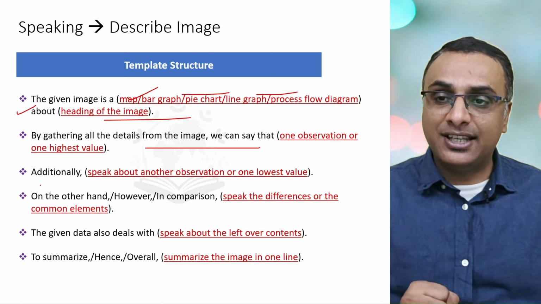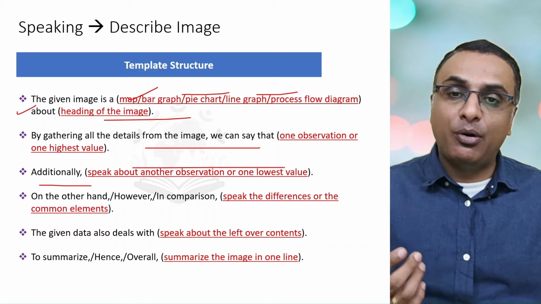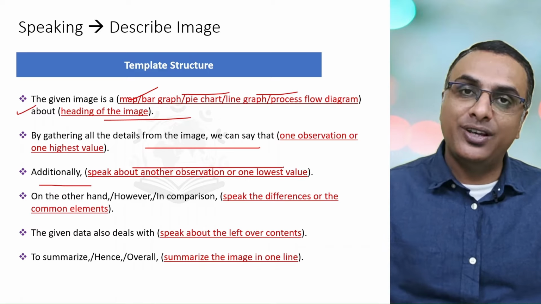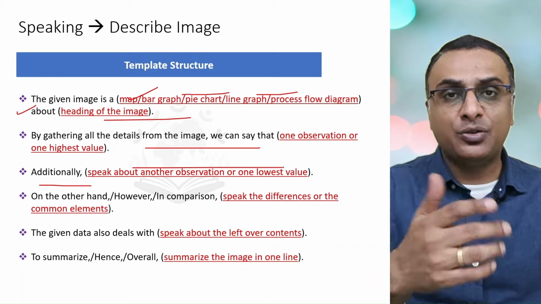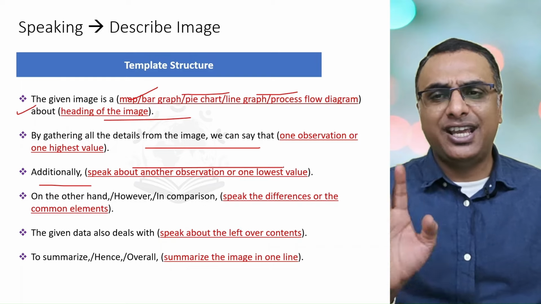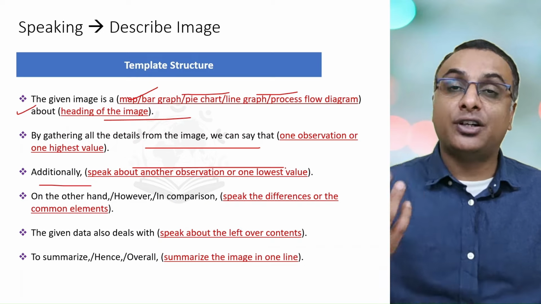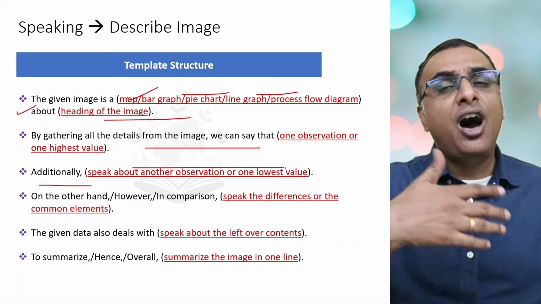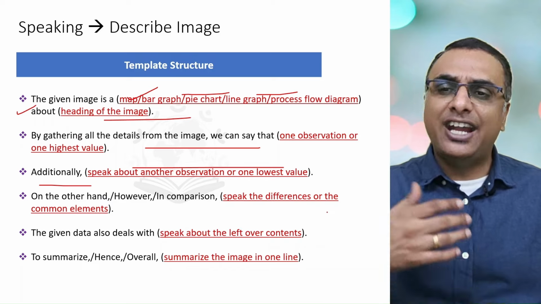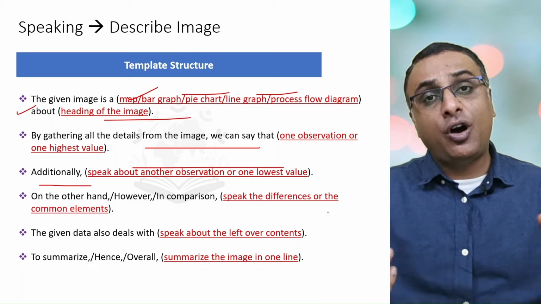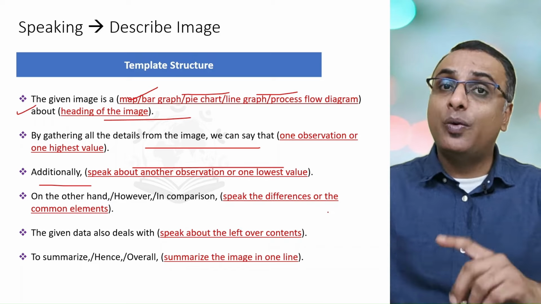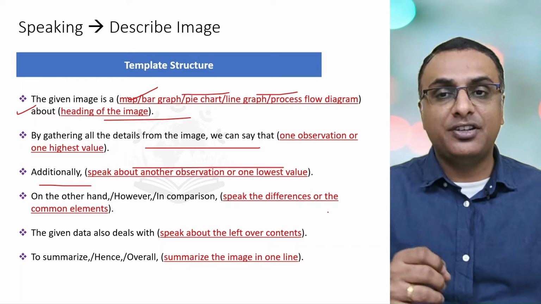Next thing is, additionally, speak about another observation. It could be the lowest value or it could be the highest value. You can interchange any way you want. Next thing is, on the other hand, or you can give a contrast or comparison. Speak about the common elements or the differences between two values that you had discussed in the previous points.